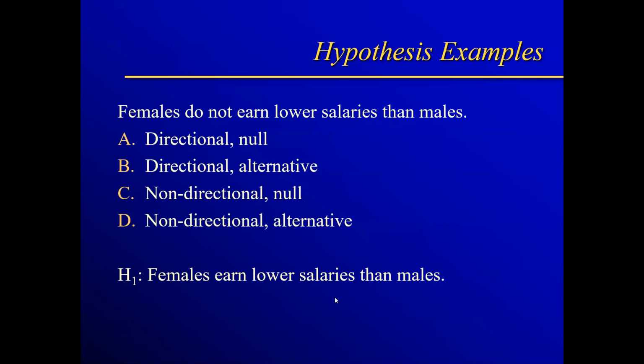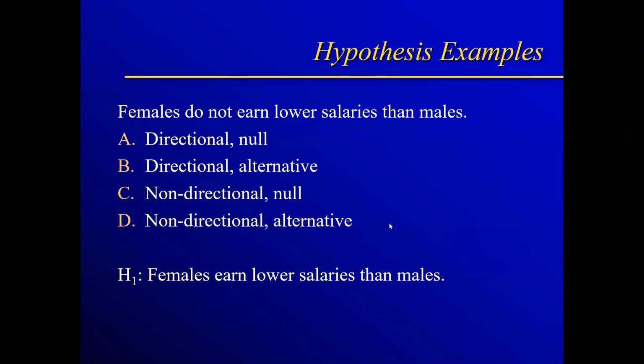And then the alternative, so we could flip it, the alternative would be females earn lower salaries than males. So if I give you the alternative, you can work backwards and get the null. If I give you a null, you can work backwards and give me the alternative. So you can work back and forth between each one if I were to give you one or the other.